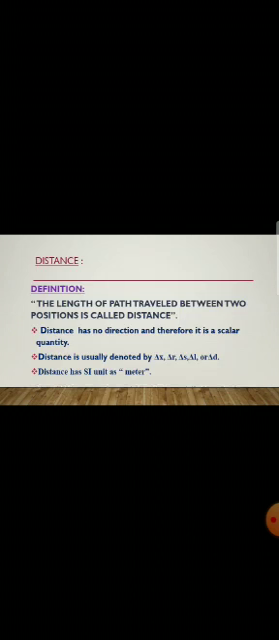The second term is distance, and the definition is: the length of the path traveled between two positions is called distance. Distance has no direction and therefore it is a scalar quantity. Distance is usually denoted by delta x, delta r, delta s, delta l or delta d. So with the help of any one of these alphabets, we can represent the distance. The distance has SI unit, which is meter.